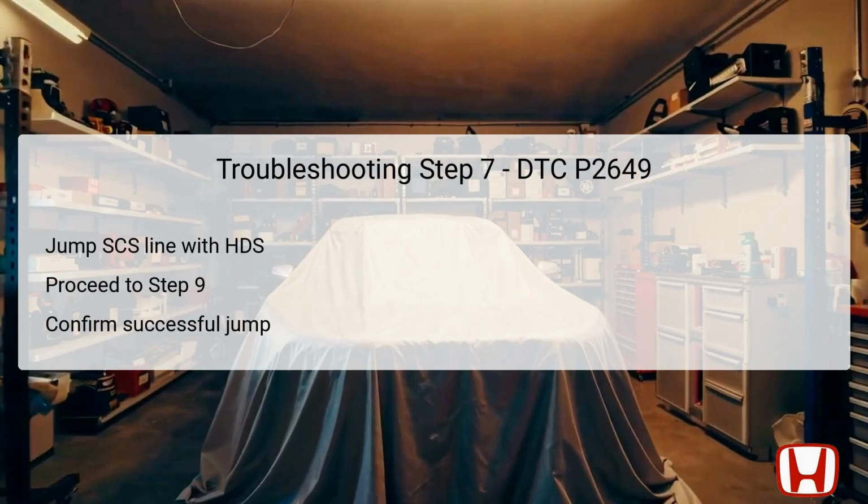Jumping the SCS line can help in isolating further faults within the Engine Control Module, ECM, or Powertrain Control Module, PCM systems. Once you have successfully executed this, refer back to Step 9 for any further troubleshooting that may require additional actions or checks. This method is an essential part of pinpointing errors tied to control signal pathways and can clarify whether continuing diagnostics will yield beneficial results in resolving DTC P2649 effectively.